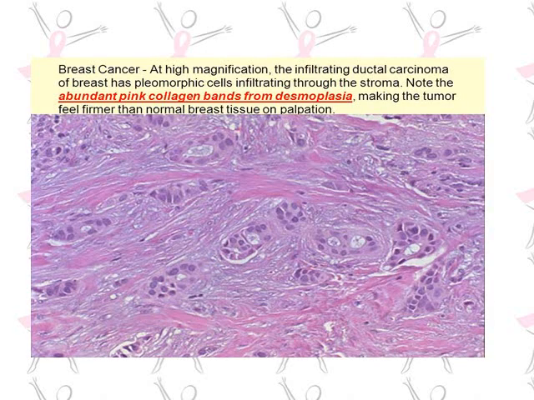So from the picture of microscopy, you can see the breast cancer at high magnification. The infiltrating ductal carcinoma of the breast has pleomorphic cells infiltrating through the stroma. Note the abundant pink collagen bands from desmoplasia, making the tumor feel firmer than normal breast tissue on palpation.